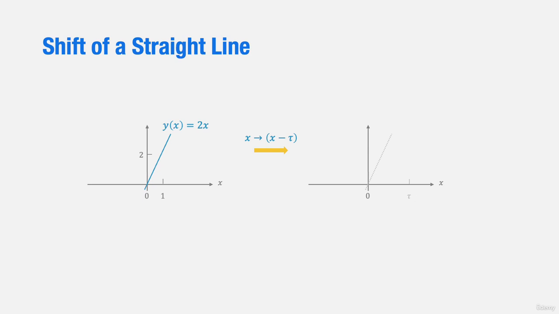well, does the line move to the right or to the left? It should be easy to answer. The line will shift to the position x equals tau. As a result, the line moves to the right.